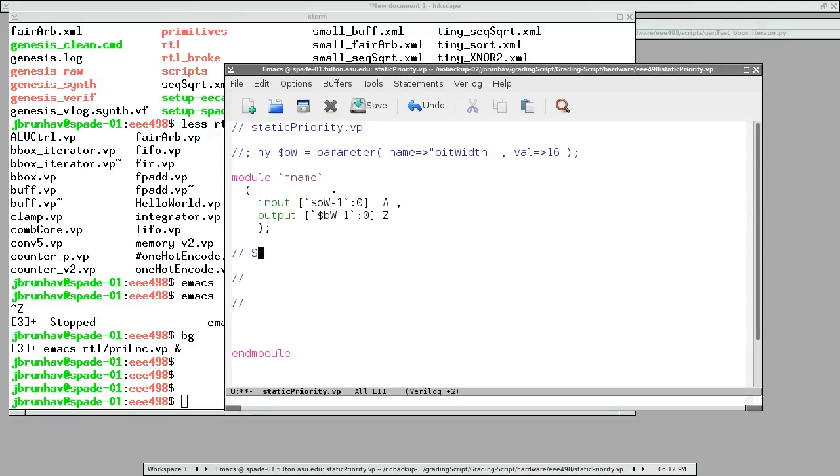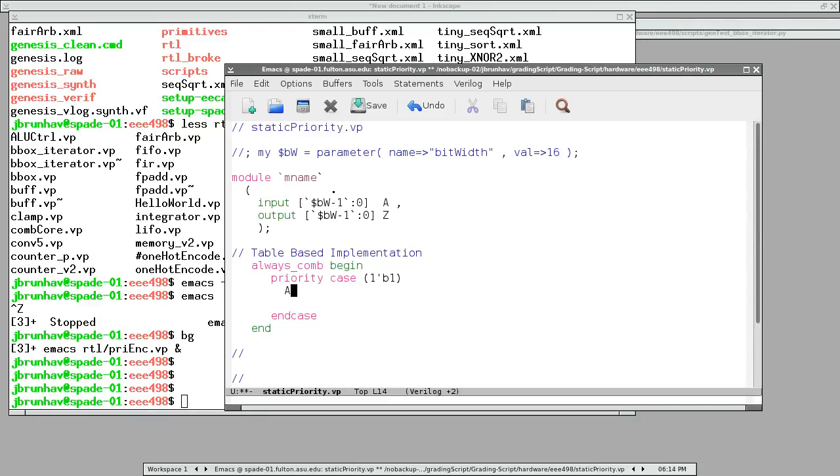All right, so there's a few ways that we could build this unit. So we'll start with just a straight, table-based implementation. So we'll say always com begin because this is combinatorial logic. We're going to use a priority case statement. Remember to close our case.